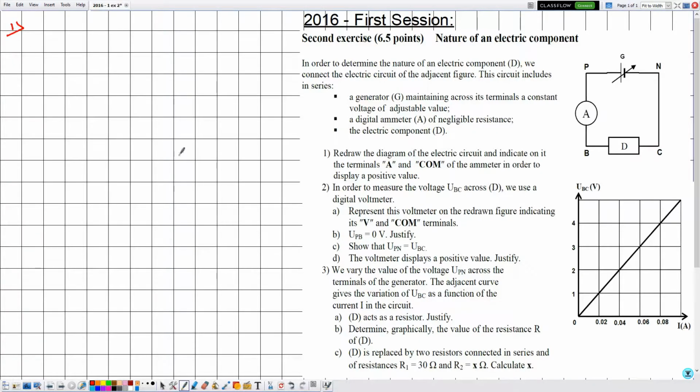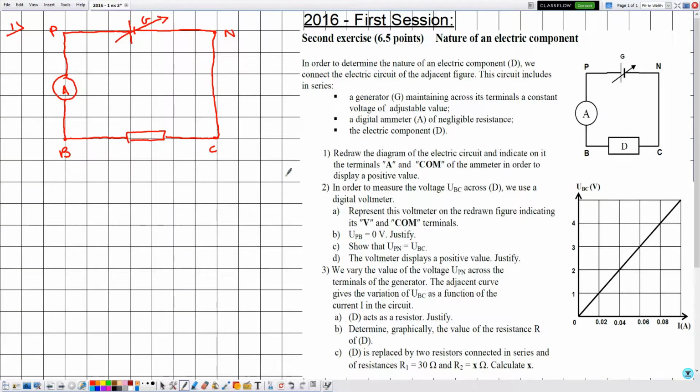Number 1. They are telling me to redraw the diagram of the electric circuit and indicate on it the terminals A and COM of the ammeter in order to display a positive value. First, let's draw the given electric circuit. This is the battery. This is the ammeter. This is the electric component D. This is the point C, this is the point B, this is the point P, and from N to C, this is the generator G of adjustable value.